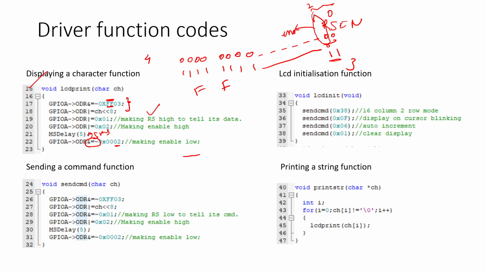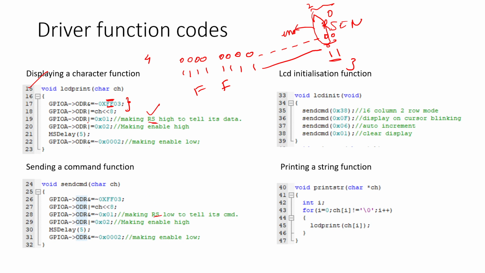So that is, if you see here, you are making it high, waiting for 5 milliseconds, and then you are making it low. This is the pulse that the LCD is expecting to understand that data or command is placed on the lines. And then coming to the send command function, the same replica, the only difference is here we are making the register select as high, but here we'll make the register select as low.